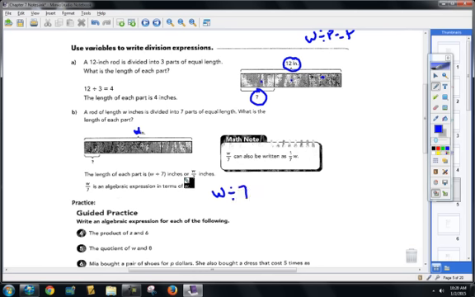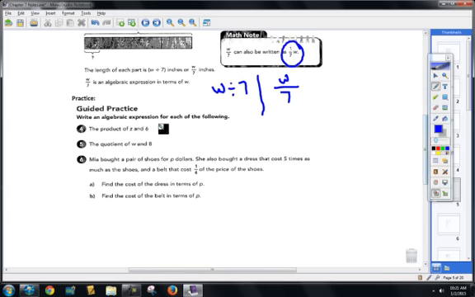Remember, all fractions are division problems, so that means that all division problems are also fractions. So this could also be written as w over 7. This could also be represented by this, but I don't think you're really going to understand why right now, so don't really worry about that, but you will. That'll make more sense later. Okay, so w divided by 7. We'll do a couple of these right here.